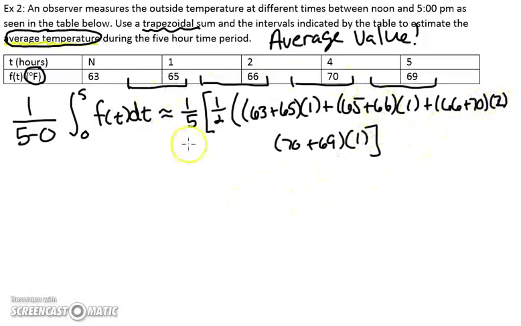So again, we could stop here. That is algebraically equivalent to the answer. Or if you really wanted to know what the average temperature was over that 5-hour time period, you could work all this stuff out. But if you want to do that, I'm going to leave that up to you.